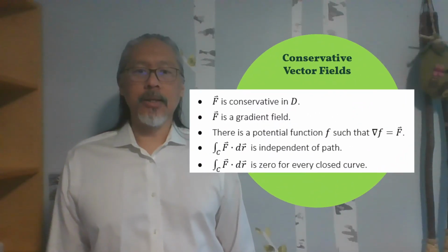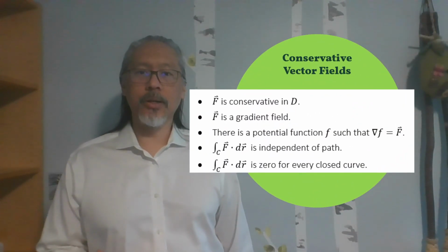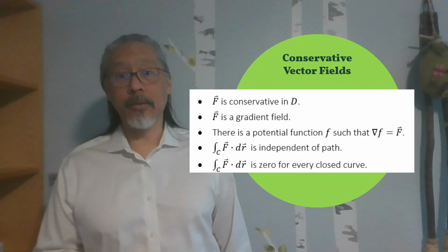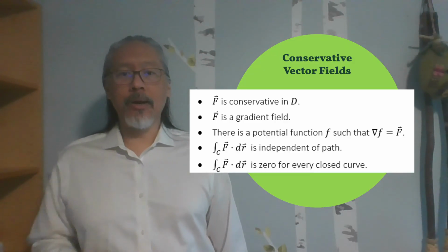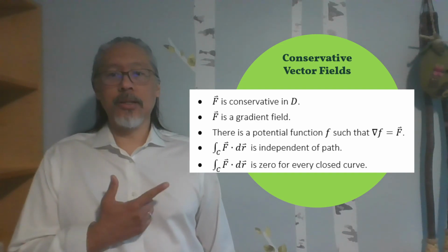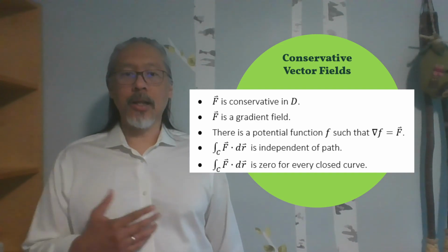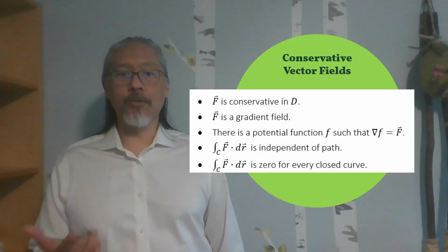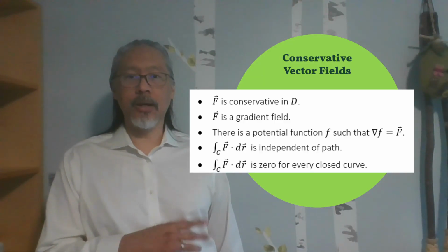Again, the idea of a conservative vector field is important for us, and so we're going to need to identify it somehow. Not all vector fields are conservative, but we have a checklist of things that we can do, and these are all equivalences. If one of them is true, then all of them are true, and if one of them is not true, then none of them are true.